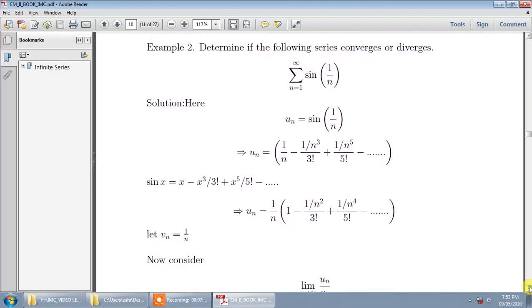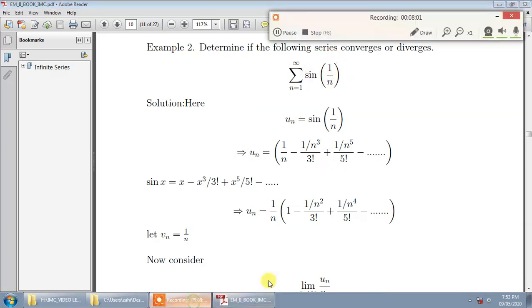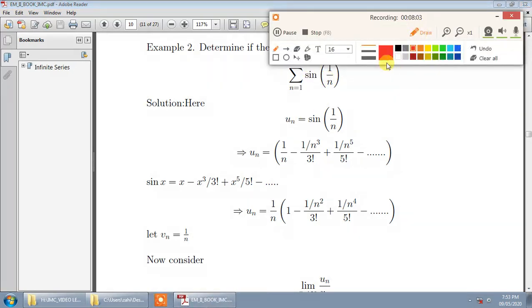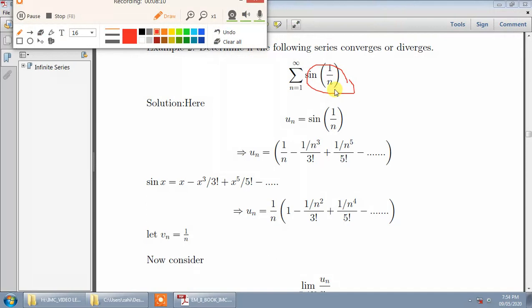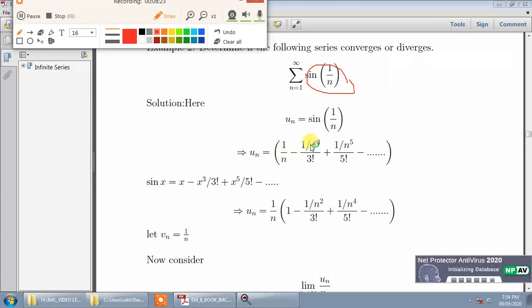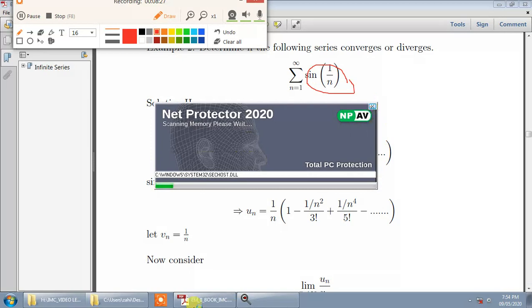Now let us have a second example which involves sine 1 by n. This will be your Un. So I am going to write Un is equal to sine of 1 by n. Now we know the expansion. What is the sine of theta expansion? It is theta minus theta cube divided by 3 factorial plus theta raised to 5 divided by 5 factorial.